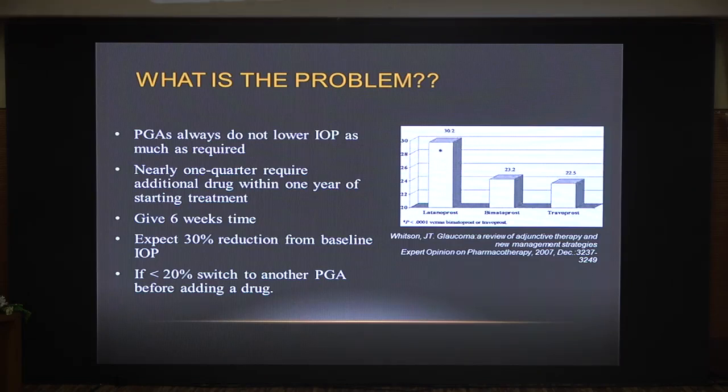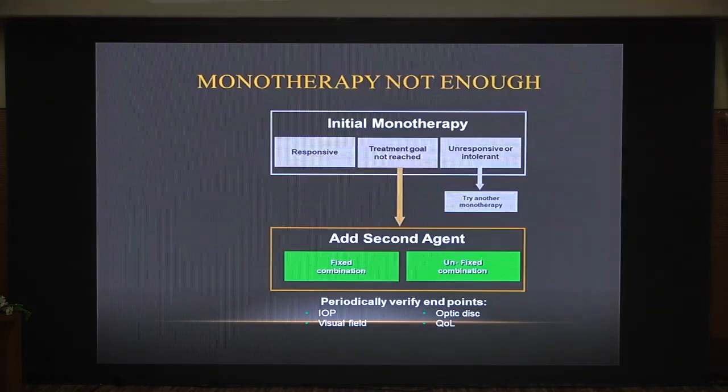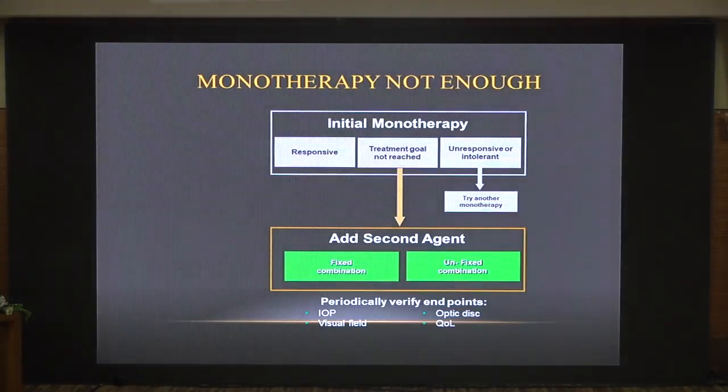Don't add. If it's not a minimum of 25 to 30% reduction, switch the PGA to another class in the same PGA. Don't keep adding because your first drug is not working in the first place, right? So when it's not enough, you add a second agent. Now the question is, when you add it, should it be a fixed combination? I hope you understand what that is. One bottle containing 2 medications, that's a fixed combination, or are you giving him 2 drops?